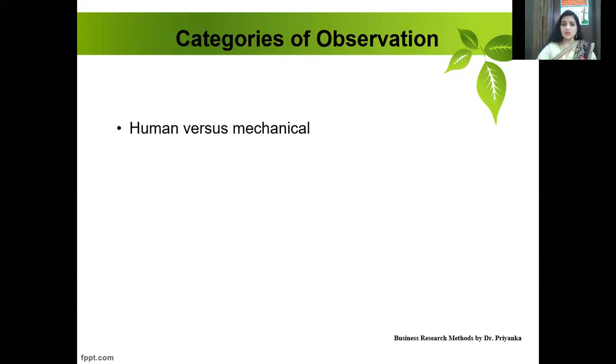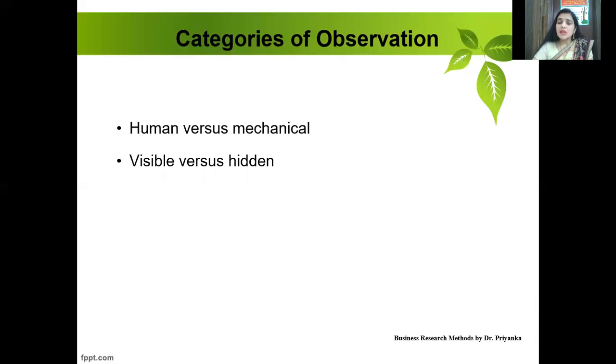Categories of observation: human versus mechanical. Human observation means a human is doing the observation by himself. There is an observer who is observing everything, either people or objects or events, right? Mechanical means we are observing something through a mechanical object, for example, a camera or something like that.